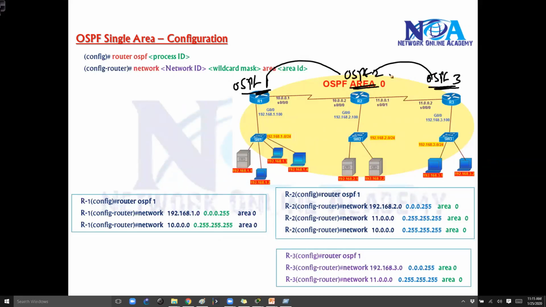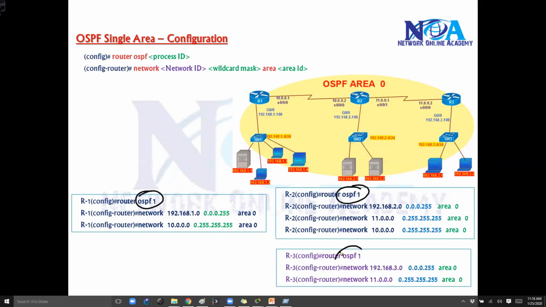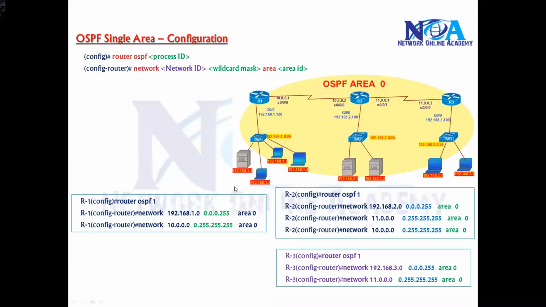Unlike in EIGRP, where you must use the same AS number, that is not the case here. These are locally significant, even though I'm using 1 on all the routers. I generally prefer the same numbers, so that during later configuration or verification we don't get confused about which number was used on which router. I recommend going with the same number all the time.